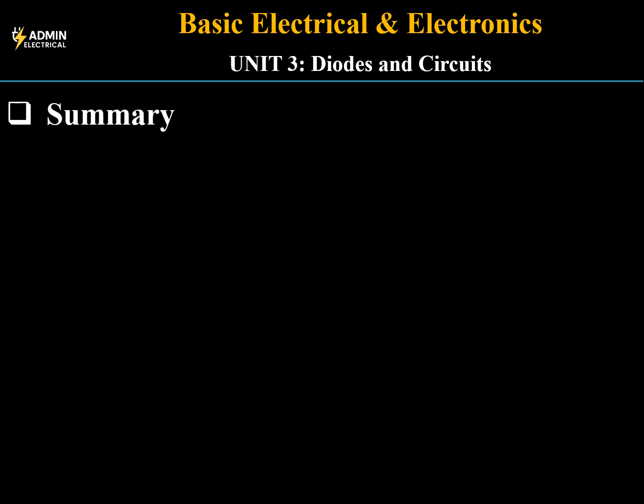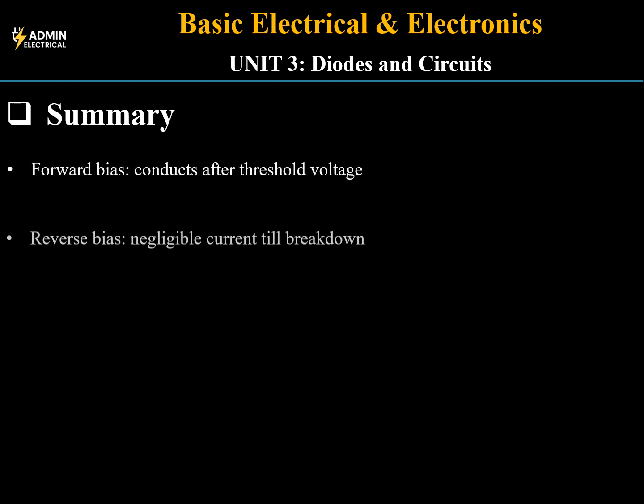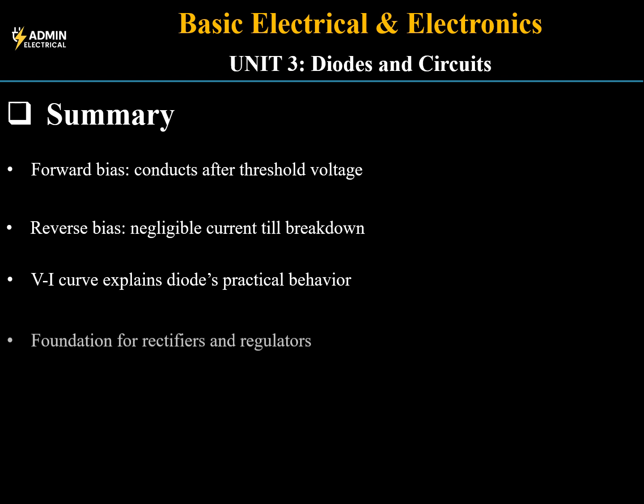Let us quickly recap. In forward bias, a diode starts conducting after its threshold voltage. In reverse bias, only a small leakage current flows until breakdown. The VI curve gives a complete picture of the diode's behavior. This knowledge forms the foundation for rectifiers, regulators, and other semiconductor devices.